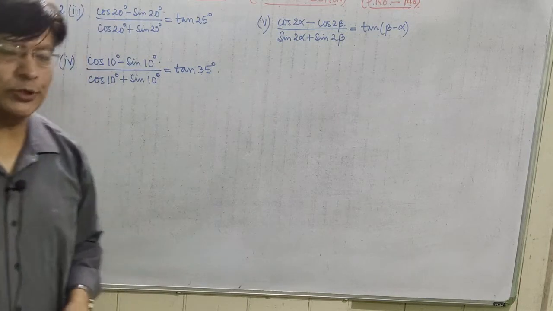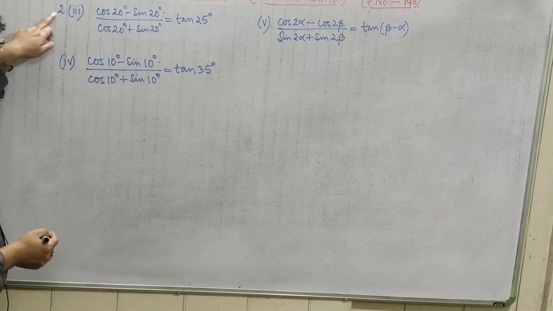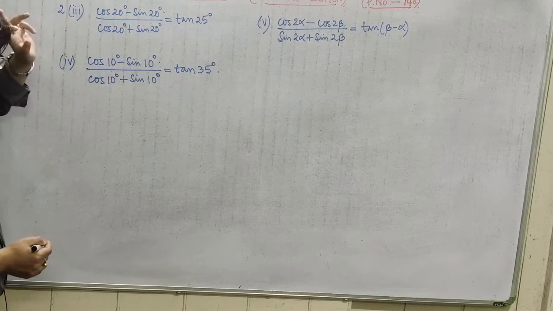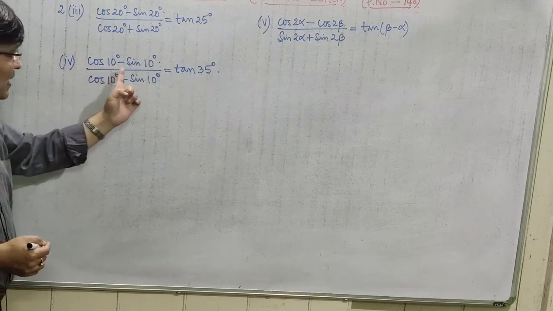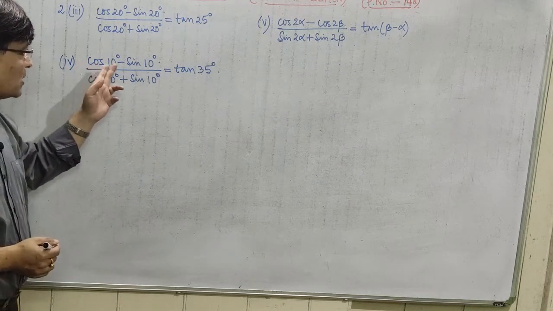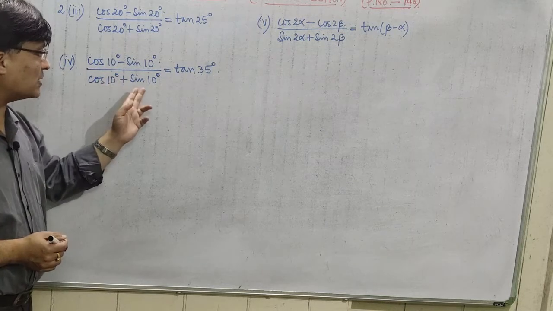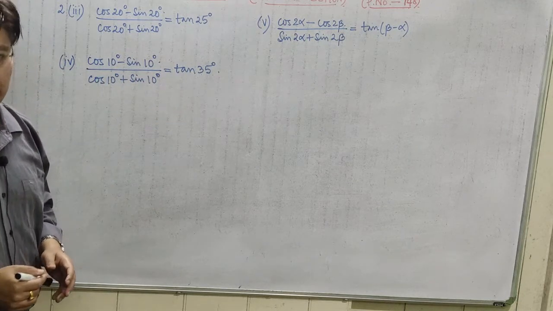So now we'll prove this question. That is, let's do this question number 4 first. Number 4, you have to prove that LHS is equal to RHS. You prove cos 10 degree minus sin 10 degree divided by cos 10 degree plus sin 10 degree is equal to tan 35 degree.